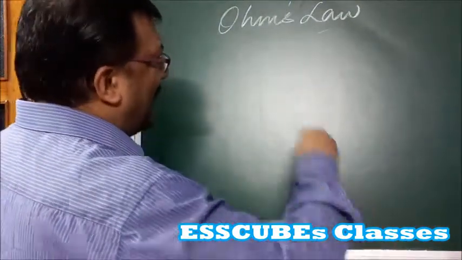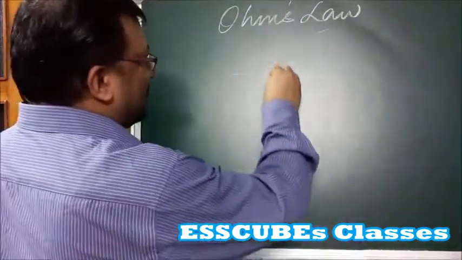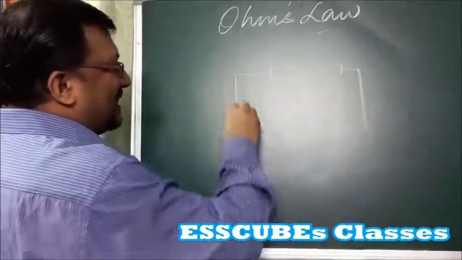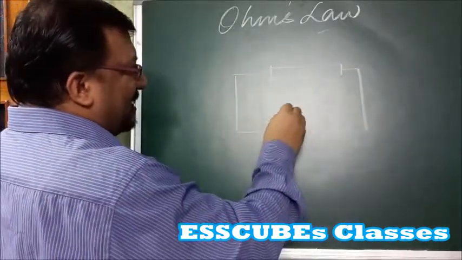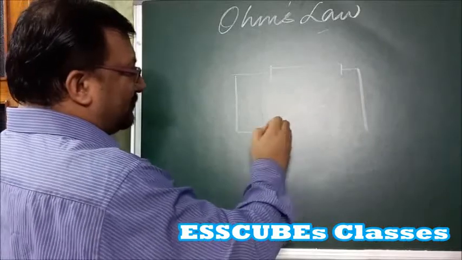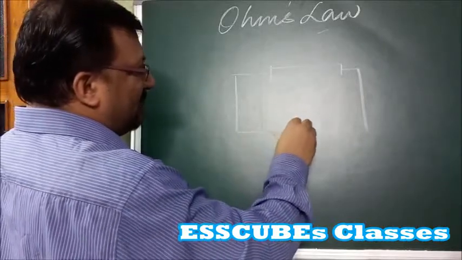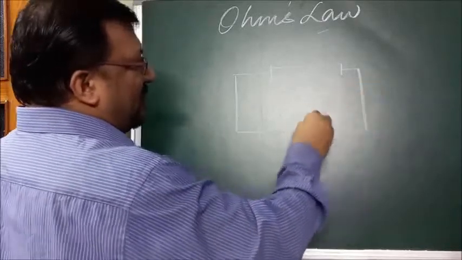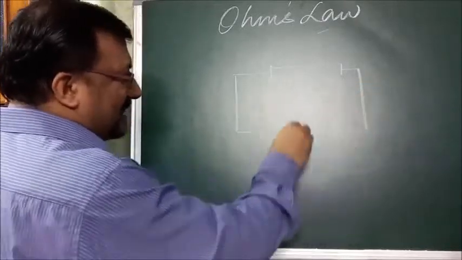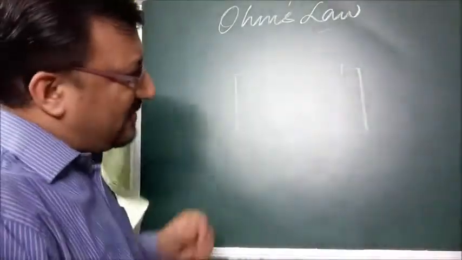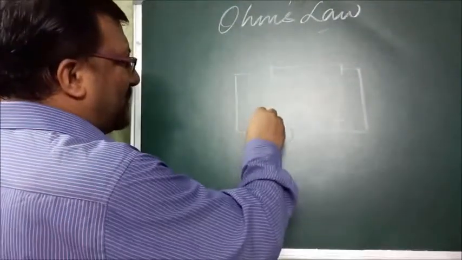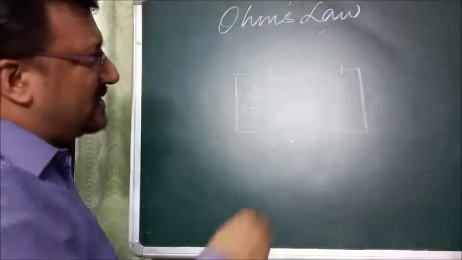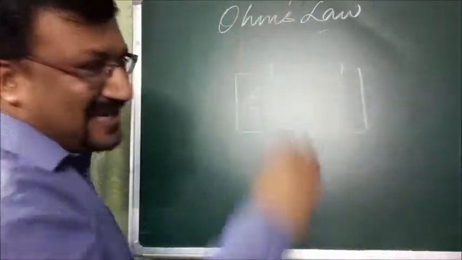Suppose I have a circuit. This is my circuit, and there is a source of potential over here. Now what I do, I connect this and close the switch. So if the circuit is closed, what would happen? The current will flow through this circuit. When the current flows through this circuit, I have a source of potential, say V.